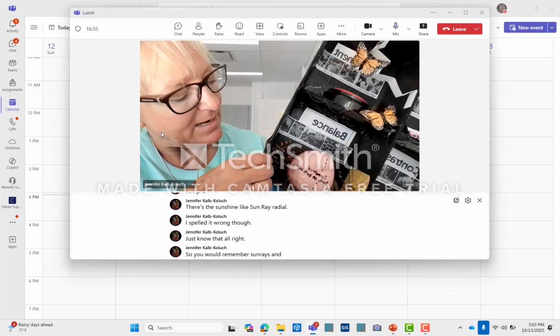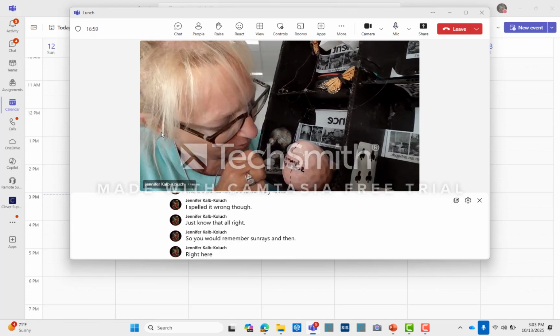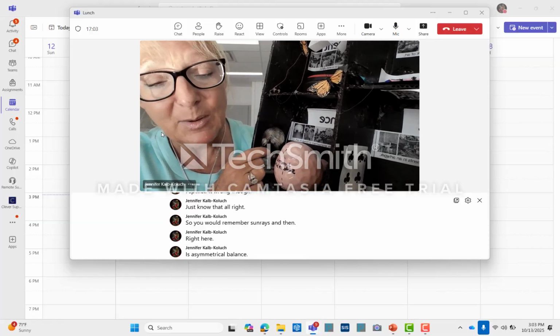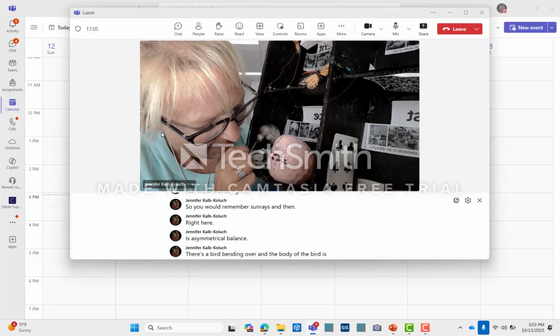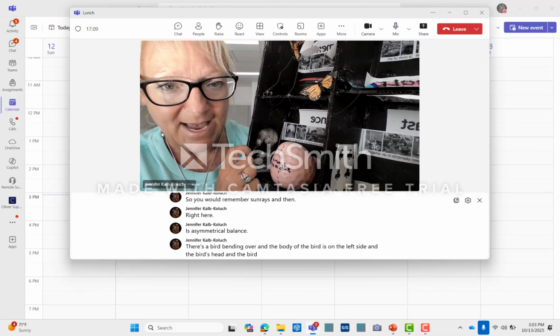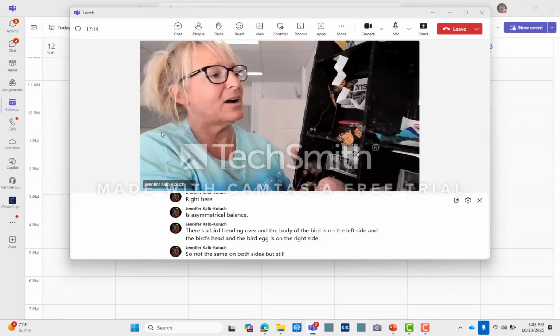And then right here is asymmetrical balance. There's a bird bending over, and the body of the bird is on the left side, and the bird's head and the bird egg are on the right side. So not the same on both sides, but still it is a balanced artwork.